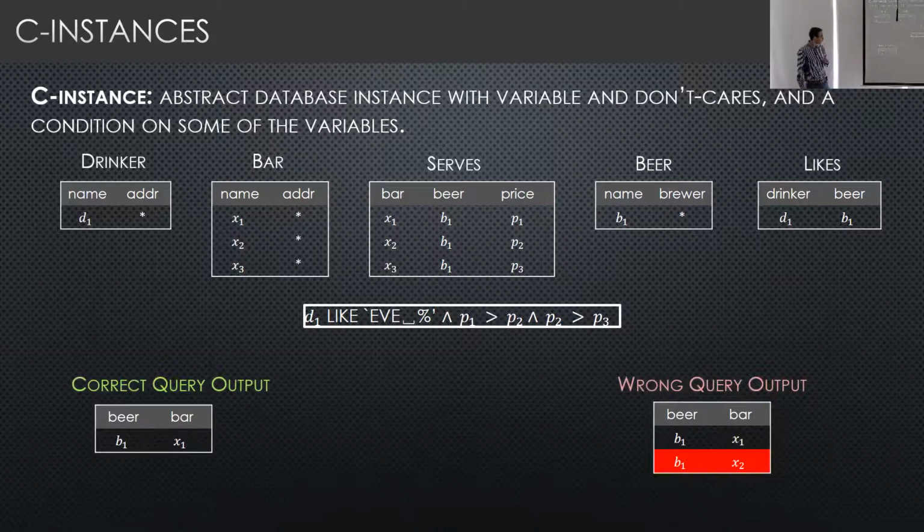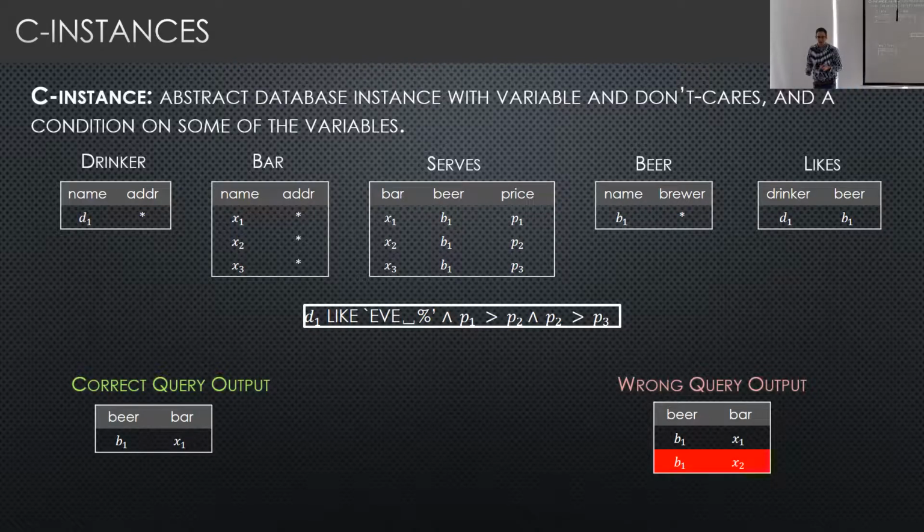The correct query's output is going to be B1X1, since the bar X1 serves the beer B1 at the highest price. However, the wrong query's output is going to be B1X1 and B1X2, since the bar X2 serves the beer B1 not at the lowest price. So generating such abstract database instances has 2 main advantages. The first one is that we can give these instances to the users to analyze and try to understand why their query is wrong and how to fix it.